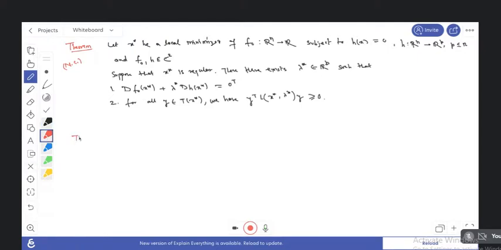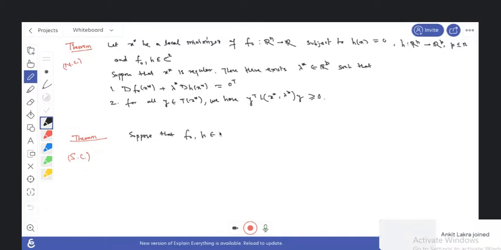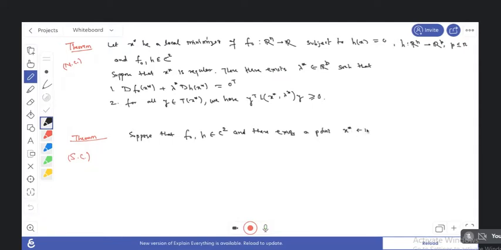And the second theorem says that this theorem is a sufficient condition. This theorem says that the objective function and inequality constraints are C2, second order differentiable functions, and there exists a point x star that belongs to Rn and lambda star that belongs to Rp, such that these two conditions are satisfied. Sufficient condition means the converse part.